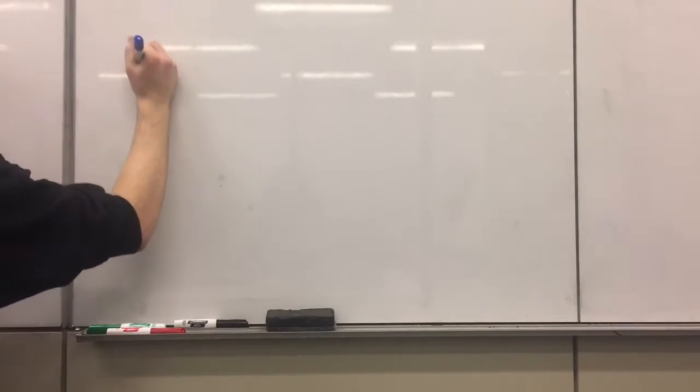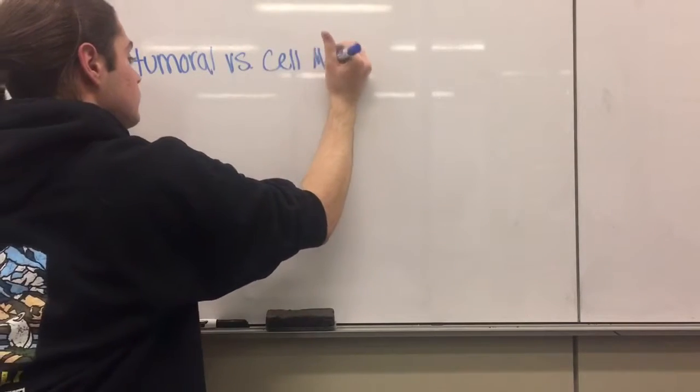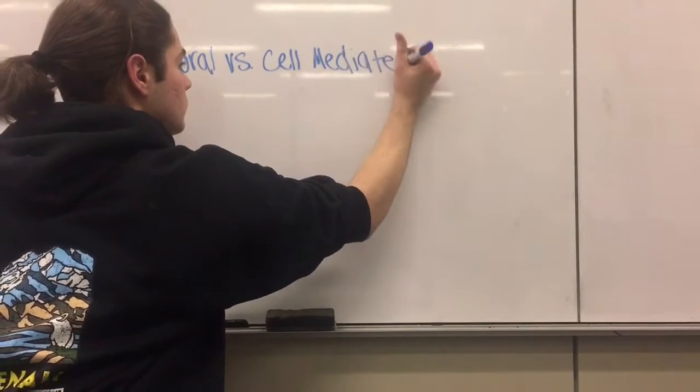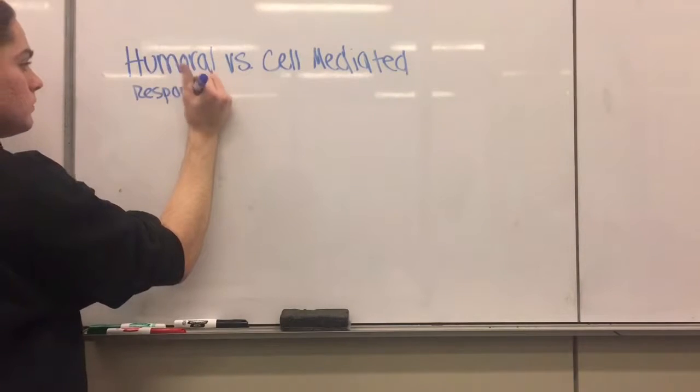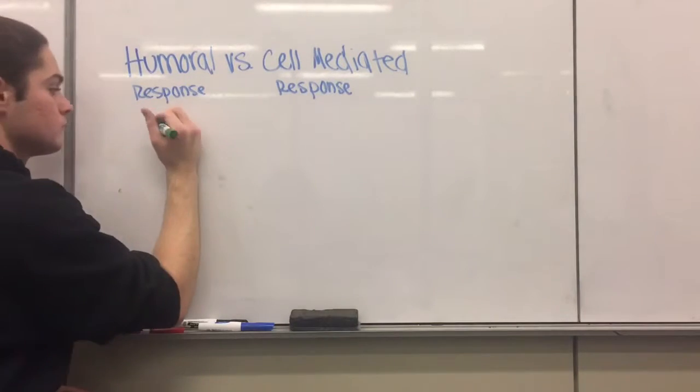Humoral responses and cell-mediated responses are quite different from one another. Humoral responses are a type of immunity that is mediated by macromolecules in fluids, while cell-mediated responses are a type of immunity mediated by T cells that promote destruction of phagocytes.